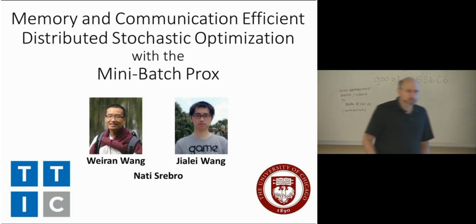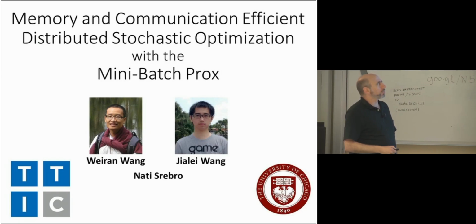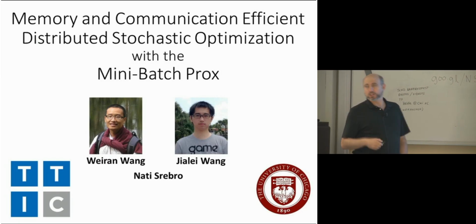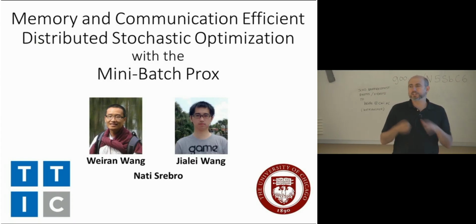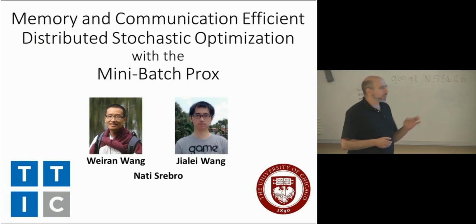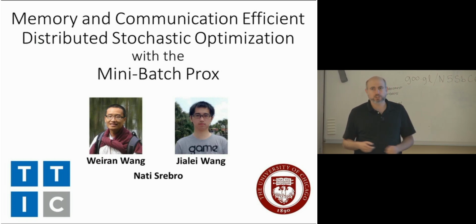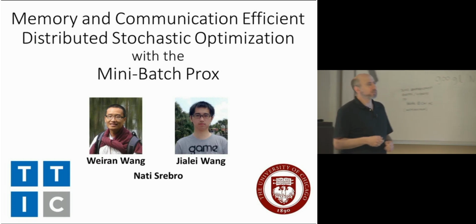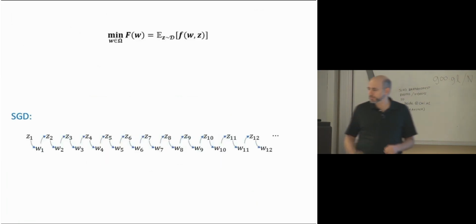So what I'm going to be talking about is kind of two things. The first thing I'll talk about is actually the mini-batch prox, which I'll present in a bit. The mini-batch prox is a very convenient building block with a very simple analysis for stochastic optimization, and then we'll see how to use the mini-batch prox in order to reduce memory requirements for distributed optimization. So let's start with the mini-batch prox.